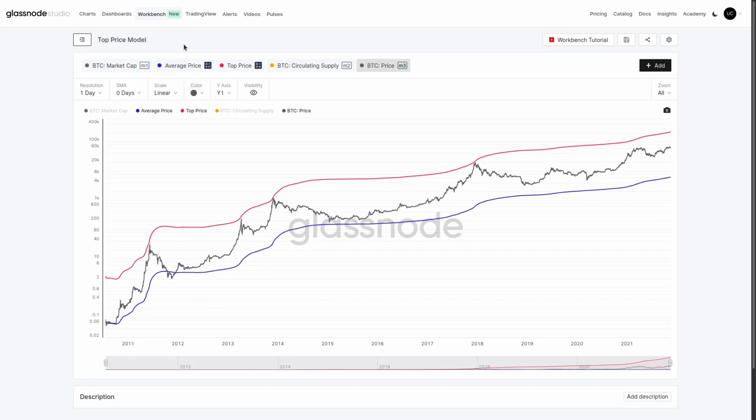And what we look at here with the top price model is the average cap. So this blue line down the bottom here is basically the average price of Bitcoin through its entire history. If you took an average right from the first price point all the way through to our current price, the average price is currently sitting at about $6,130.